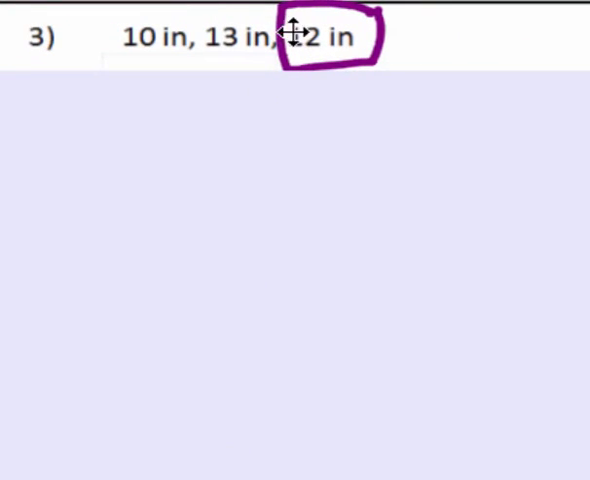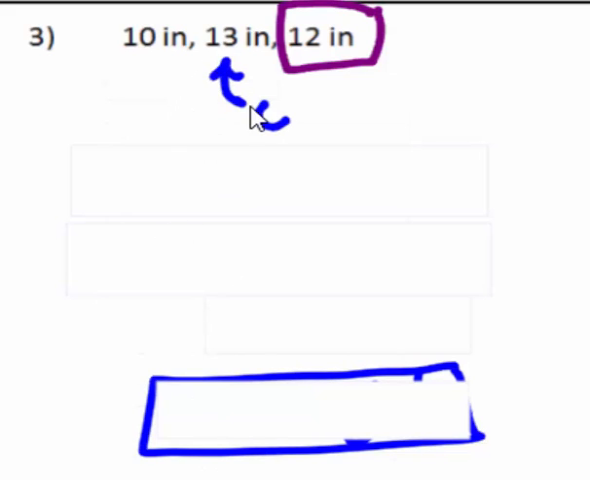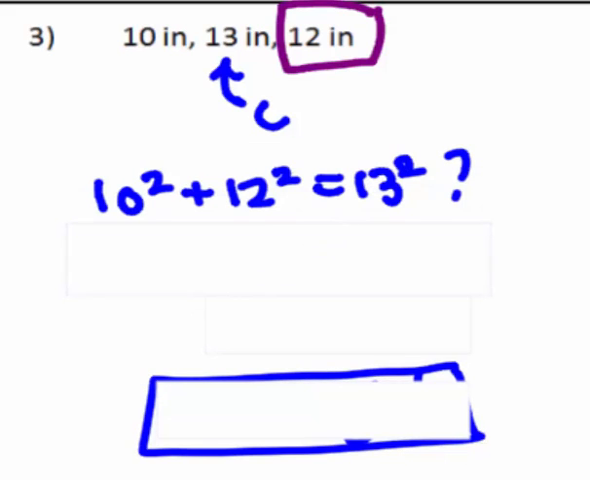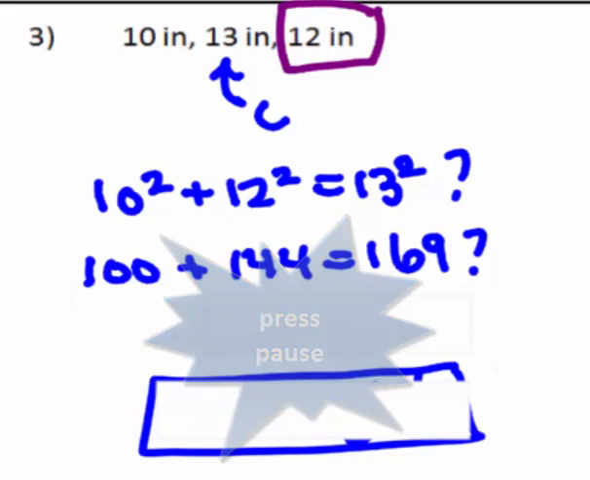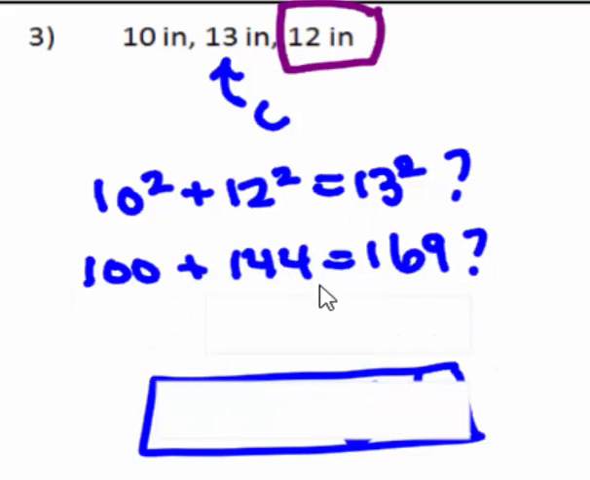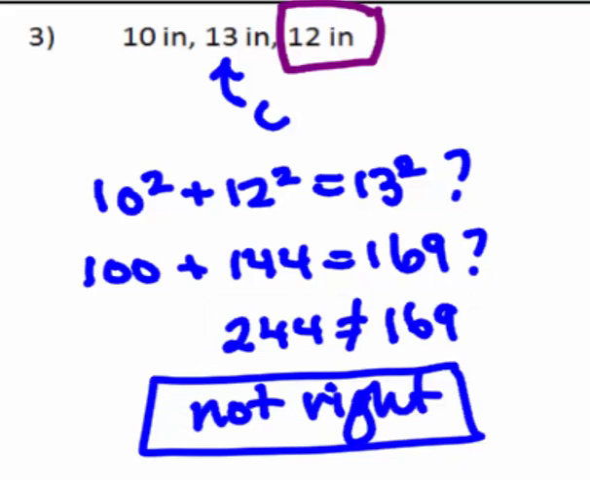Okay, go ahead and fill in your blanks on your notes sheet. And then we're going to do the same thing. Always double check which one is the longest side and use that. So in this case, 13 is our C value. And we'll plug in. By now, you may or may not have to write the Pythagorean theorem out. So we're testing: does 10 squared plus 12 squared equal 13 squared? Check it out. Pause if you need to. So we're checking if 100 plus 144 is 169. And no, it is not. It's 244, not 169. So this is not a right triangle.